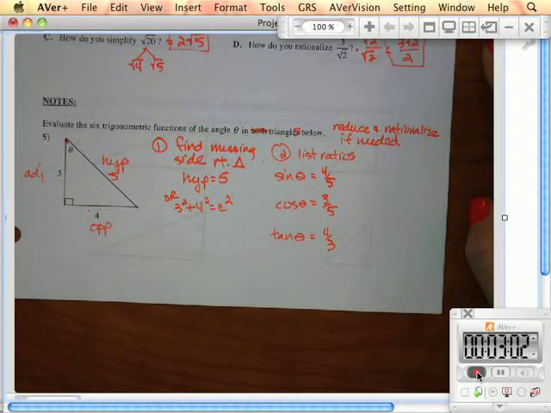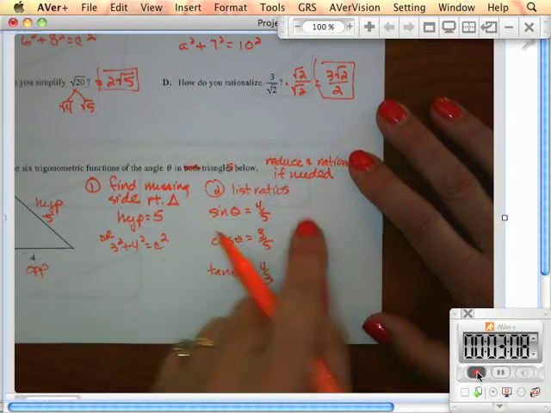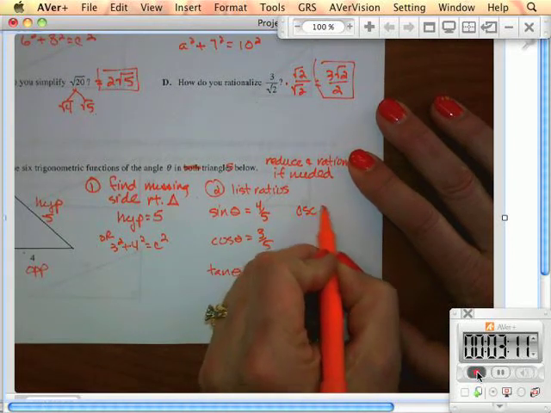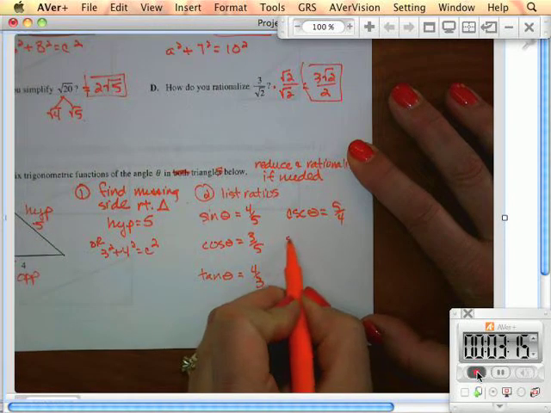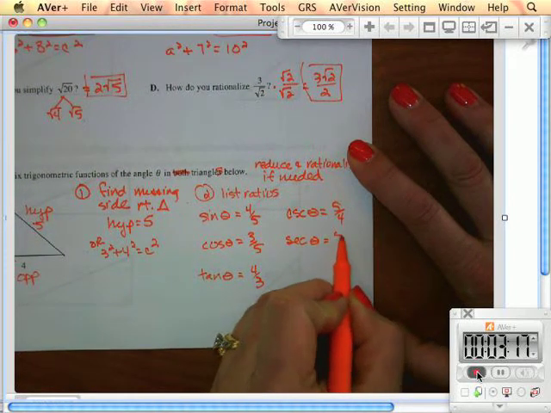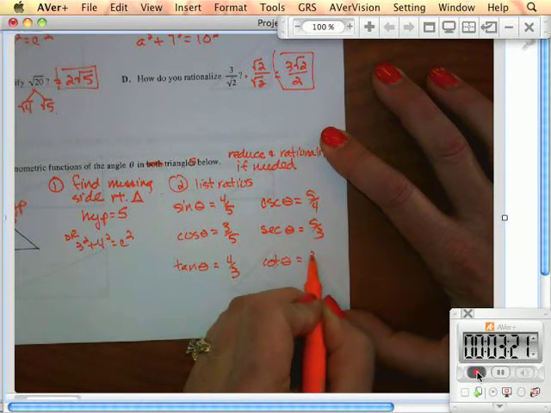And then you can write the other 3. Which one goes with sine again? Cosecant, the one that starts with C. And you just flip it, 5 over 4. And then secant would be 5 over 3. And cotangent would be 3 over 4.